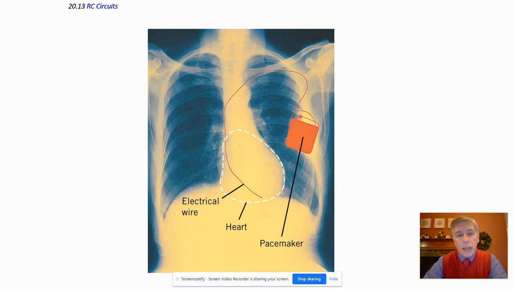That's a little bit on capacitors, whether you put them in their own circuit with series and parallel, or if you're talking about what we call an RC circuit.